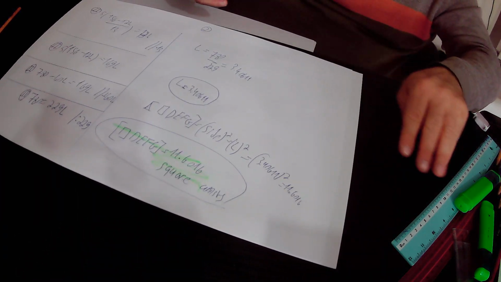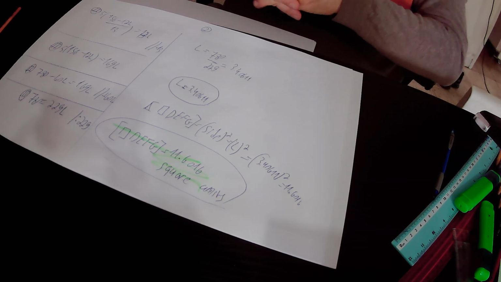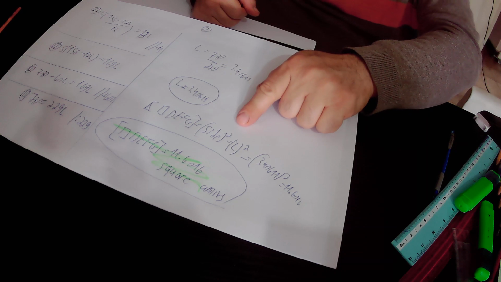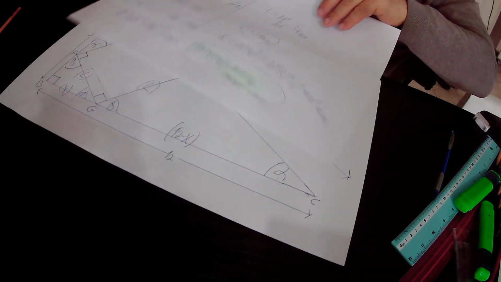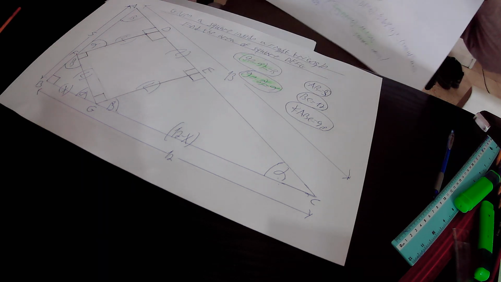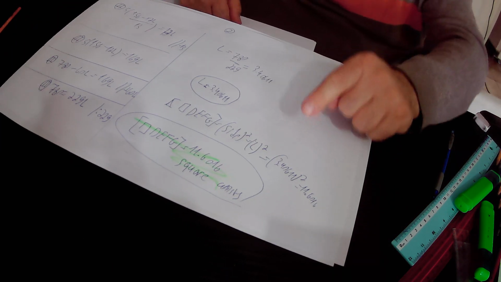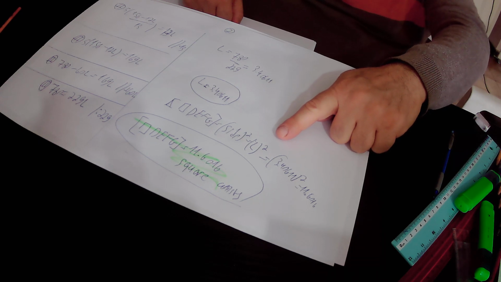And what is the area of a square? The area of any square equals the length of one side squared. According to our definition, the length of one side of this square DEFG is L. Therefore, the side squared is L squared.